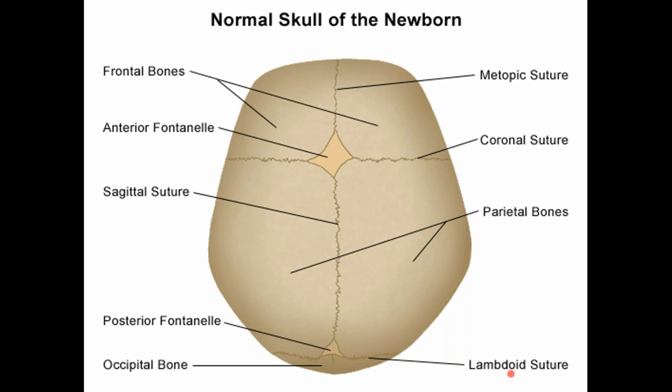And what about the lambdoid suture? It lies between the parietal bones and the occipital bone. So this is very important to know about the sutures.